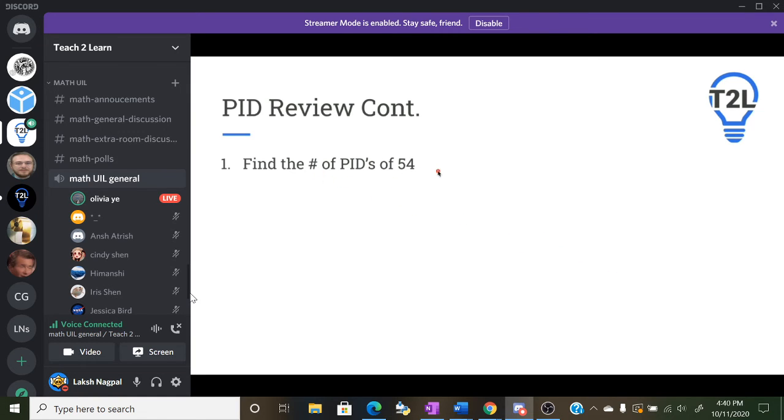So if you're looking for the number of PIDs of 54, if it asks you on a number sense test or an A+ math test, because it does show up on both, 54 would be 2 times 3 cubed, which is 2 times 27. So this is the prime factorization. And we know the exponent for 2 is an assumed 1. We just usually don't write it. So 1 plus 1, and then for 3, the exponent is a 3, so we'll add 1 to it and we'll multiply it together to get 2 times 4. So then we know there are 8 positive integral divisors of 54.